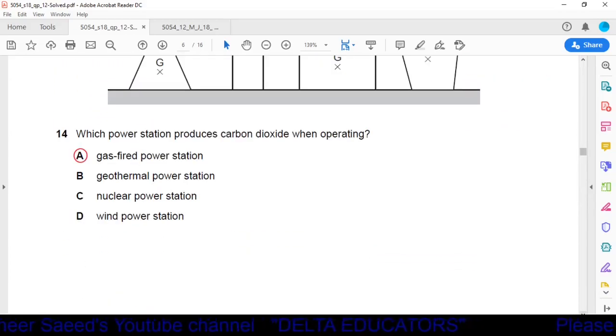Question number 14. Which power station produces carbon dioxide when operating? Option A, gas-fired power station. Option B, geothermal power station. Option C, nuclear power station. Option D, wind power station. In a gas-fired power station, we burn hydrocarbons. And when we burn hydrocarbons, carbon dioxide gas is produced. So option A is the correct option, gas-fired power station.